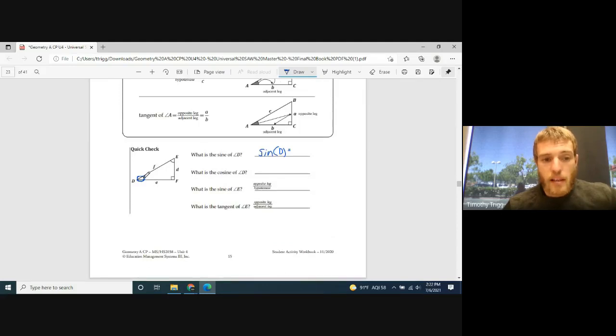So what's the opposite leg from here? Well, that's lowercase d over the hypotenuse. The hypotenuse is always opposite from the 90. The hypotenuse is f in this case. So that would be sine of angle D is D over F.